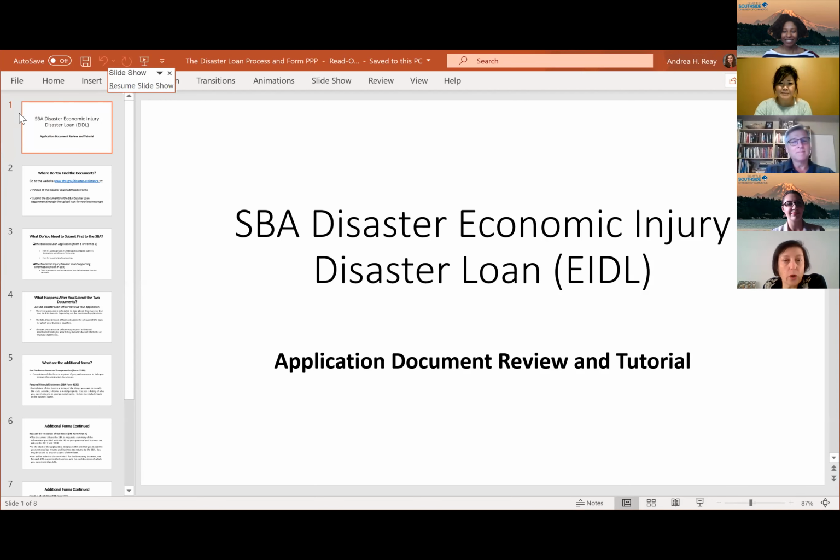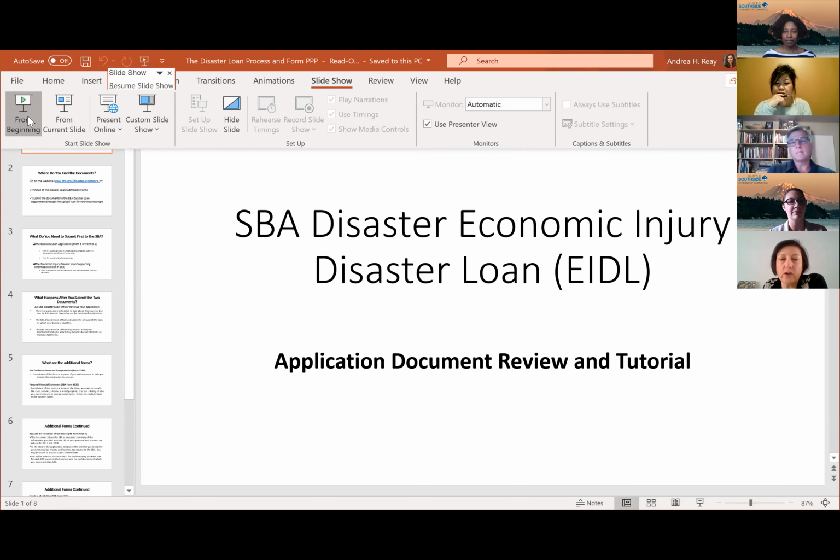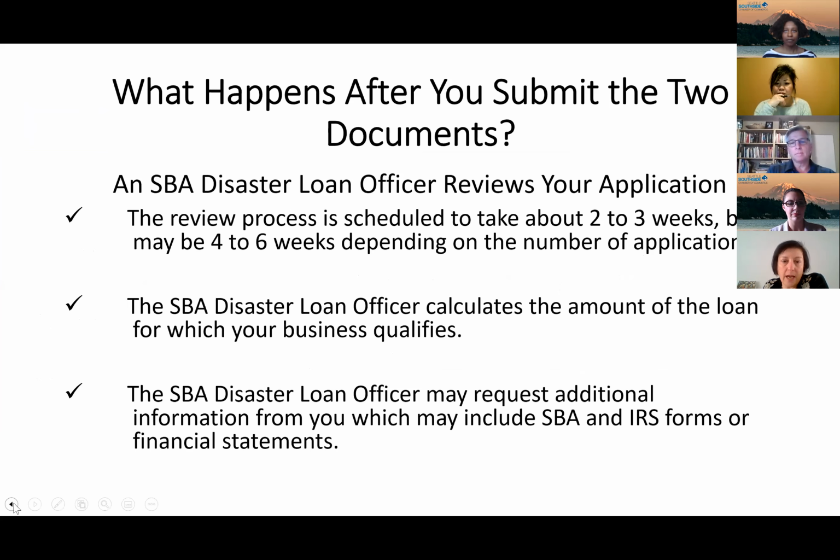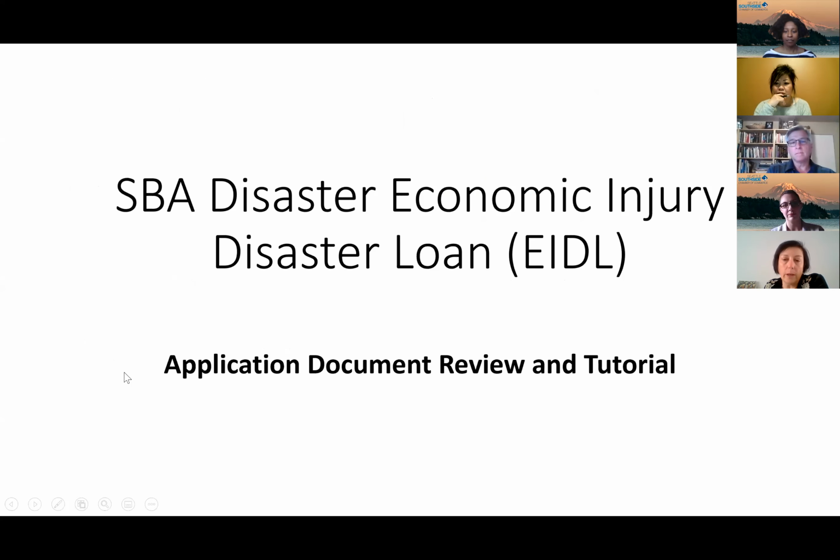Okay, so what we're going to talk about this morning is basically the SBA Economic Injury Disaster Loan product, which you apply for through the SBA Disaster website. I'm going to go over a brief application document review and the process, the forms, and then we're going to transition over to images of each individual form, and I will go over those with you. So let's go on to the next slide.